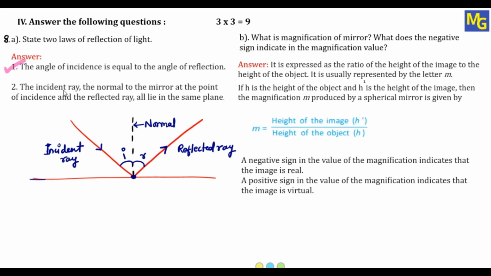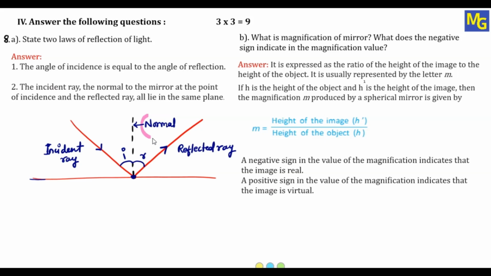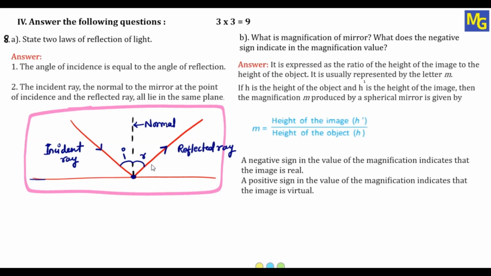What is the second law? The incident ray means this one, and the normal to the mirror at the point of incidence. Normal means this one, which is present at the point of incidence. And the reflected ray means this ray. All lie in the same plane. So this is the plane. Paper or the screen, it is the plane. So all these three rays, that is incident ray, normal and reflected ray, all will lie in this plane itself. Means no ray will come out of the screen or above the screen, and that is our second law.